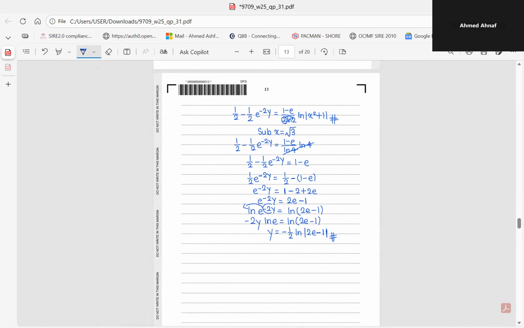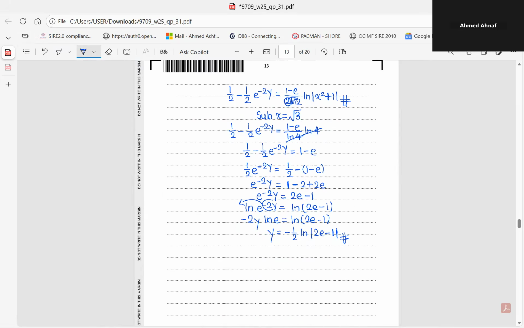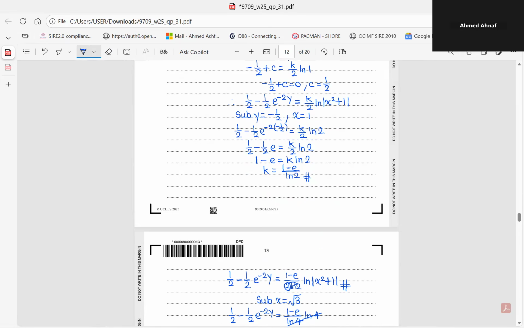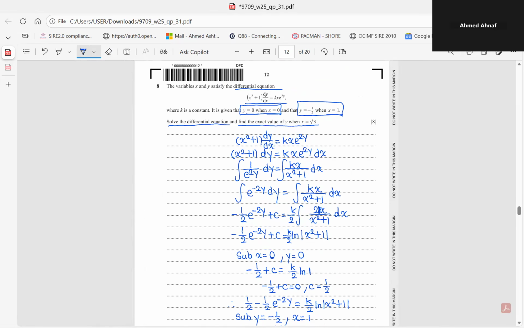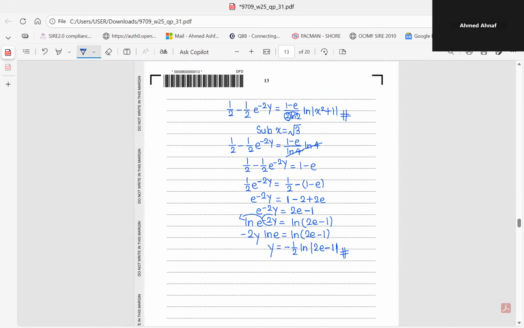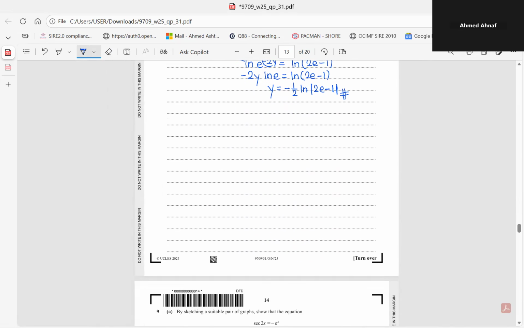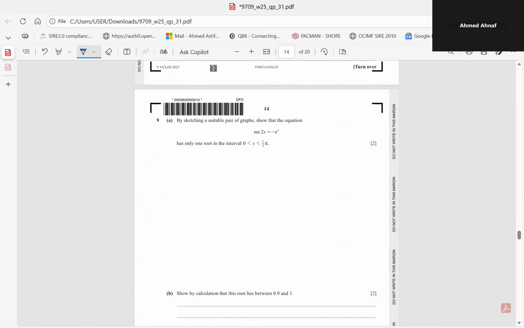If you want to be sure of your answer, you can substitute this directly into the equation. Actually, never mind. Just see whether you made any arithmetic errors or any sign errors. So yeah, with that, let's head on to the next question.